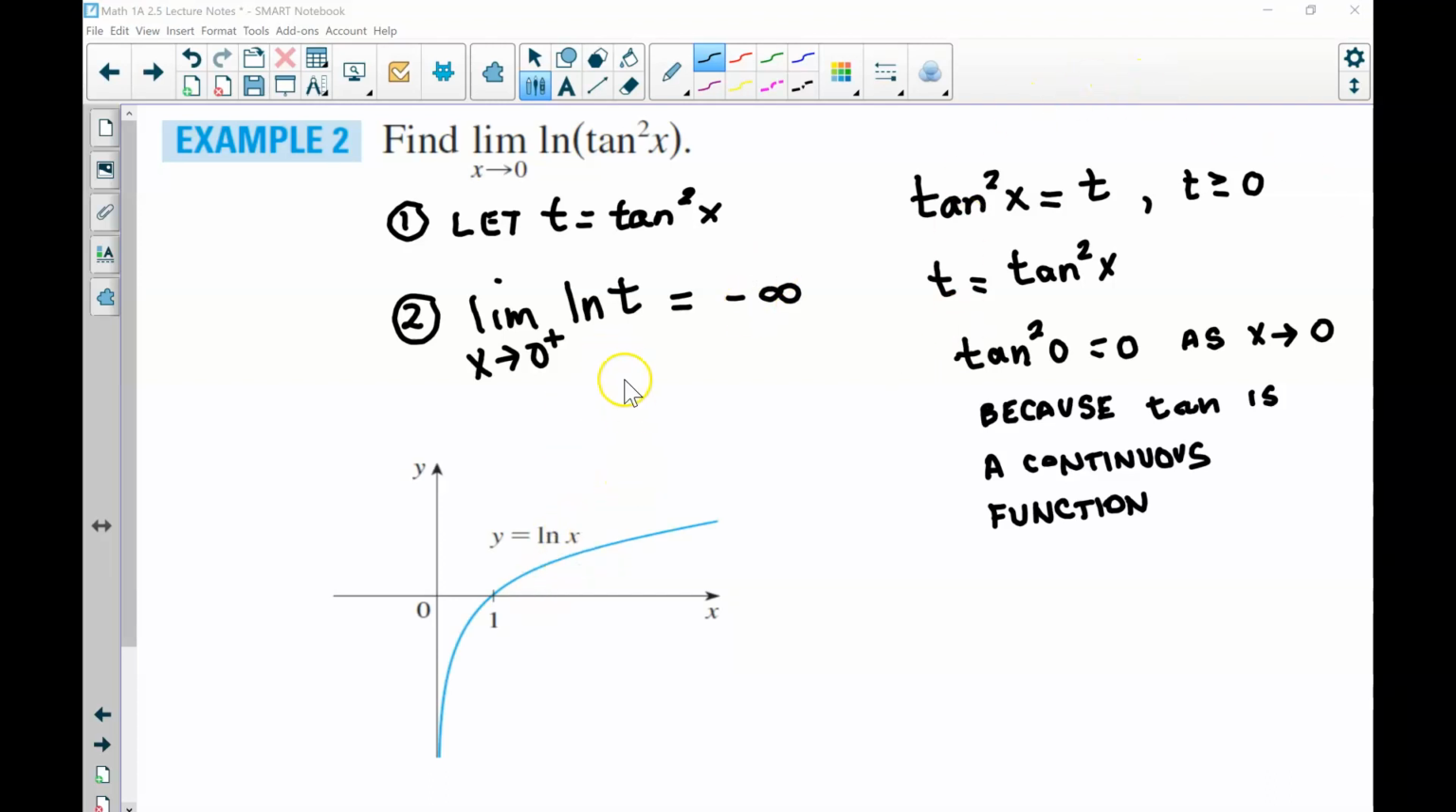Okay, so if you take a look at the natural log of t here, imagine that this is the same function, which is the natural log of t. And so from here, what's happening again is that t is approaching 0 from the right, and the function is approaching negative infinity.